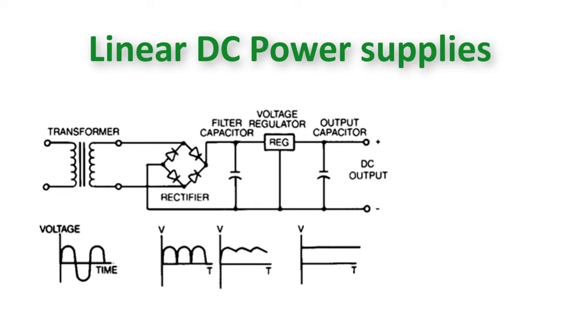Linear DC power supplies were widely used until the late 1970s. With technology advancement of switching power supplies, linear power supplies are nowadays less popular but still used in applications that require non-corrugated and stable output voltage.